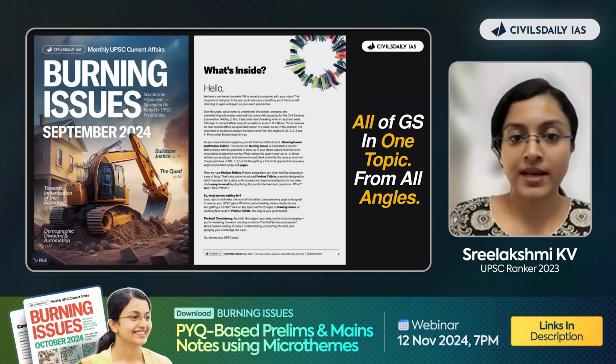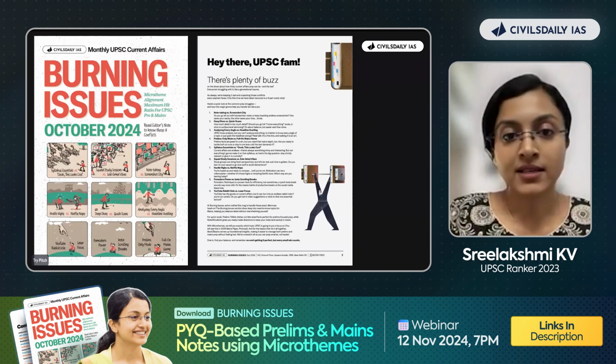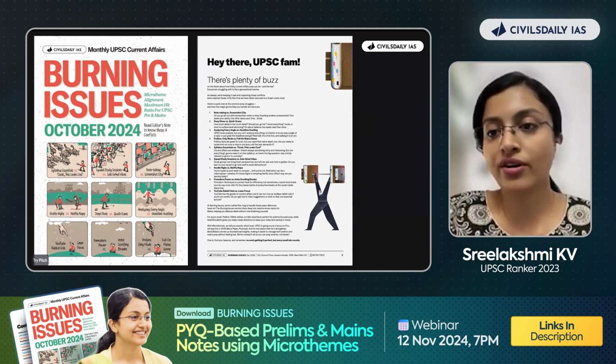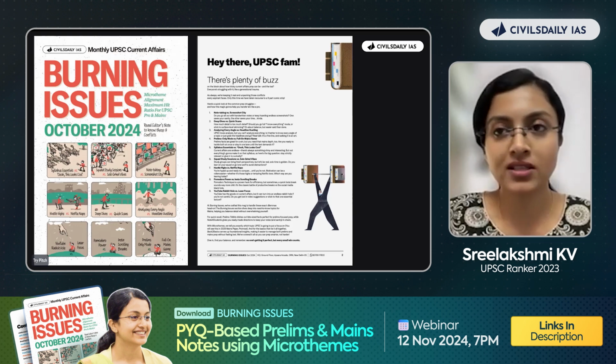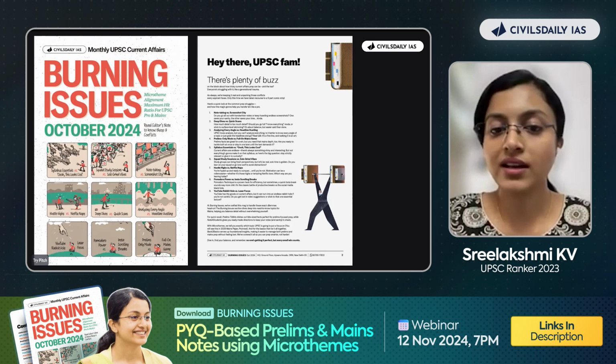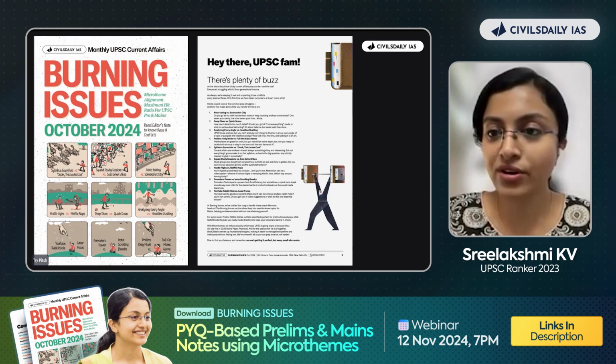So this is the September magazine. This is the October magazine. You can see the kind of language they have used. It's a very aspirant-friendly language, just like having a conversation with a magazine. Generally, the current affairs magazines out there use very bulky and difficult to understand language. But here, it feels like the magazine is actually talking to you.